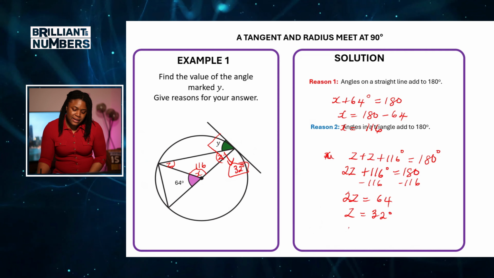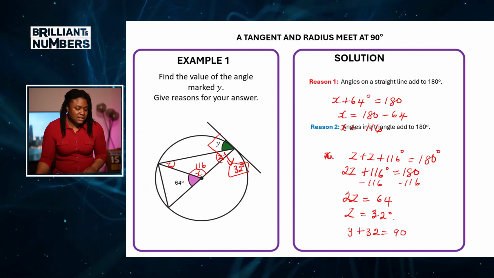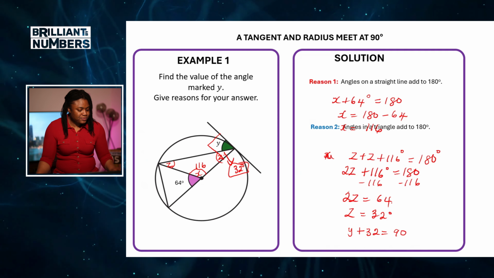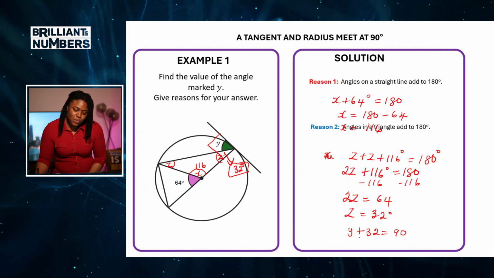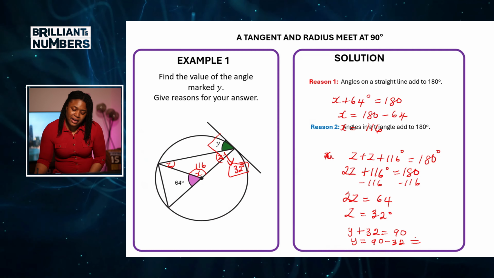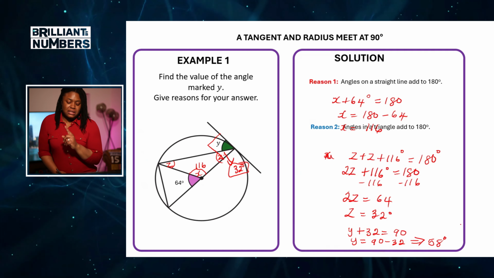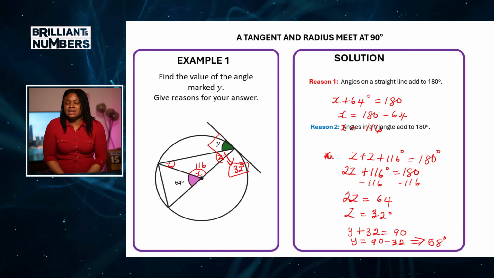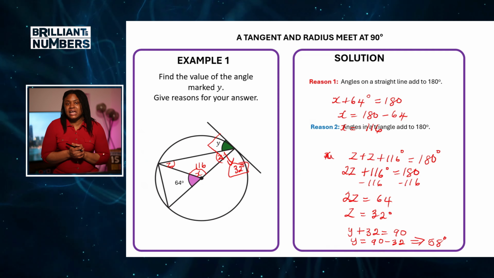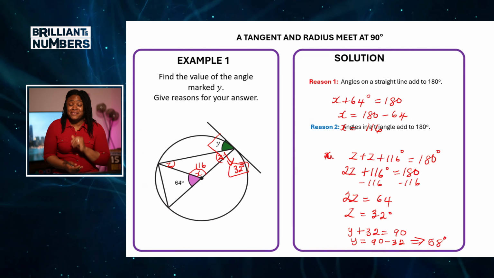So I need to do y then plus 32 will be equal to 90 degrees. Then I need to do 90 take away 32 for my final answer, which is 58 degrees. So y then will be equal to 90 minus 32. I'm putting an arrow here just to say the answer is 58 degrees. And the reason I'm doing that is it's not mathematically correct to put 2 equal signs in the same sum. Okay, so the final answer here is 58 degrees. Well done for getting through another example on your first theorem.